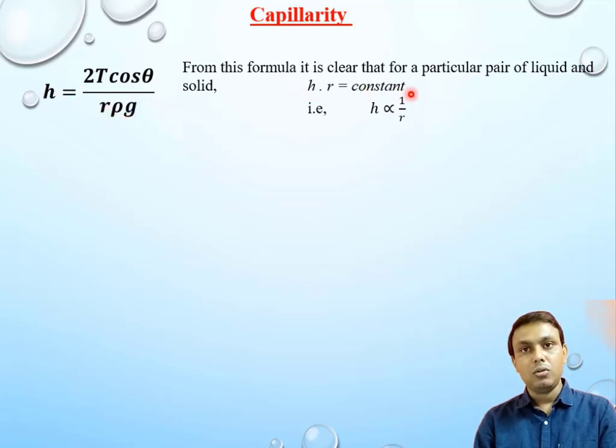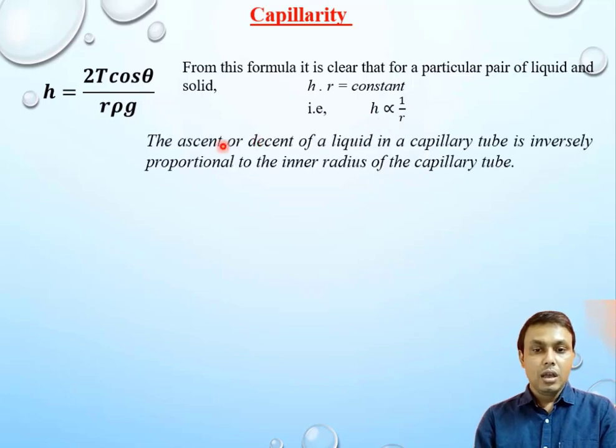So H into R equal to constant. Therefore H is inversely proportional to R. So we may write the ascent or descent of a liquid in a capillary tube is inversely proportional to the inner radius of the capillary tube. অর্থাৎ তরলের আরোহণ বা অবরোহণ কোন টিউবের মধ্যে টিউবের ব্যাসার্ধের সাথে ব্যস্তানুপাতে পরিবর্তিত হয়. Now this is Jurin's law.